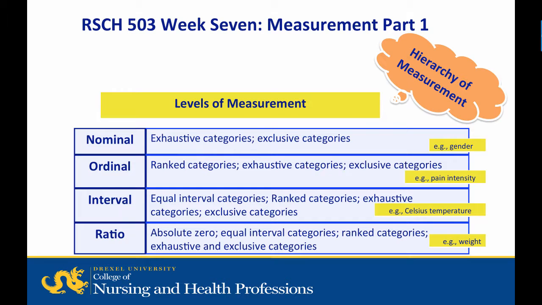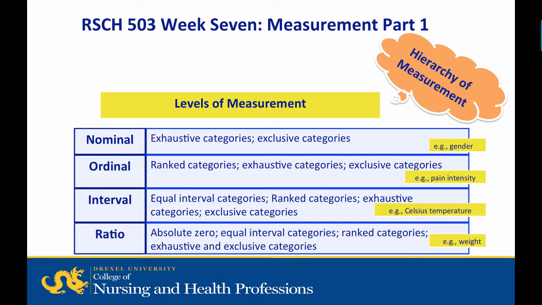Second, ordinal data. This is the second level. Data measured at the ordinal level can be assigned to categories of an attribute that can be ranked. The categories can be ranked, are exhaustive and exclusive. Pain and coping ability are examples.